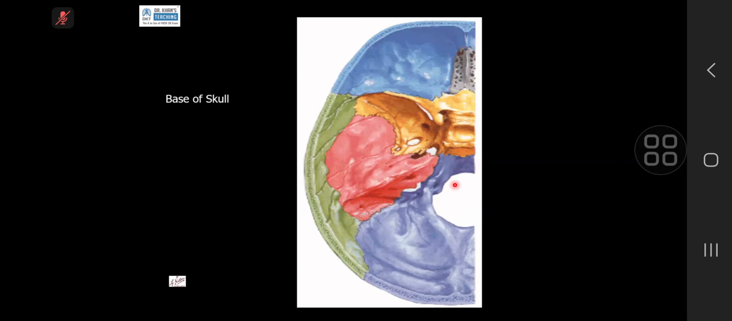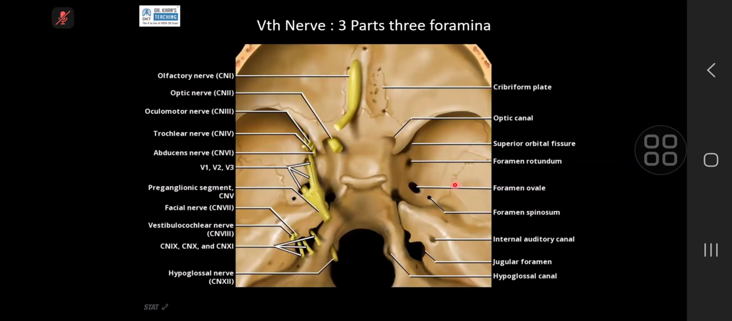So let's take it further. These are once again the main nerves which are seen here. This is the hypoglossal nerve which passes into the hypoglossal canal. This is the jugular foramen. So this is the glossopharyngeal nerve. Posteriorly are the 10th nerve and the 11th nerve. These are the nerves which we have already covered in the IAM, 7th and 8th nerve.